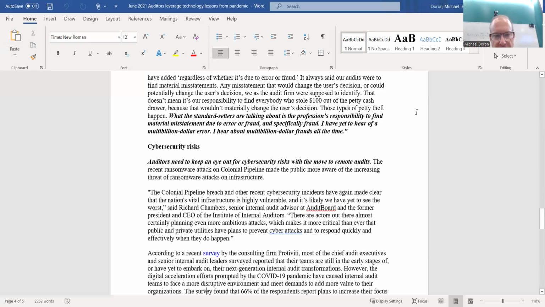Auditors need to keep an eye out for cybersecurity risks with the move to remote audit. You guys learned something about cybersecurity, right, in your IS classes? Yeah, okay, good.